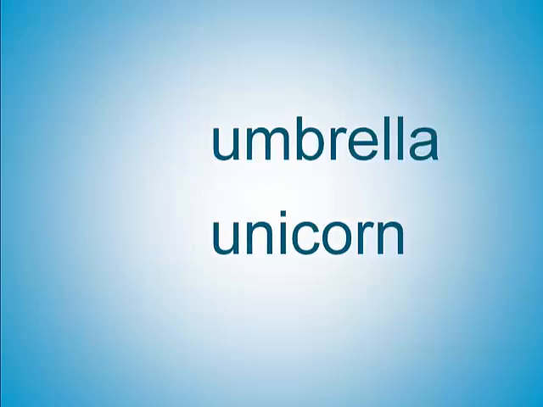With that in mind, try these words. An umbrella. Umbrella starts with the vowel sound, so we say an umbrella. But unicorn starts with a consonant sound, y, like the beginning of yes and yellow. That's a consonant Y sound, y, unicorn. So we say a unicorn.